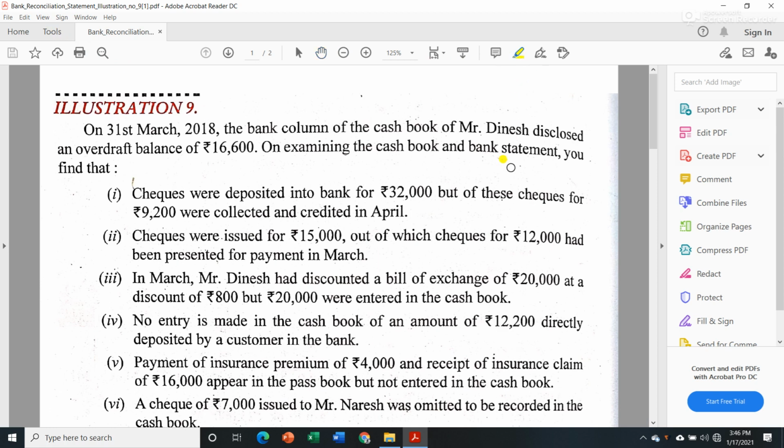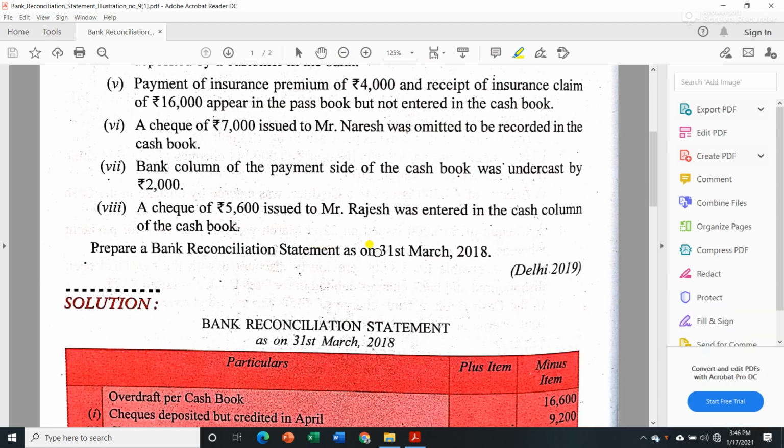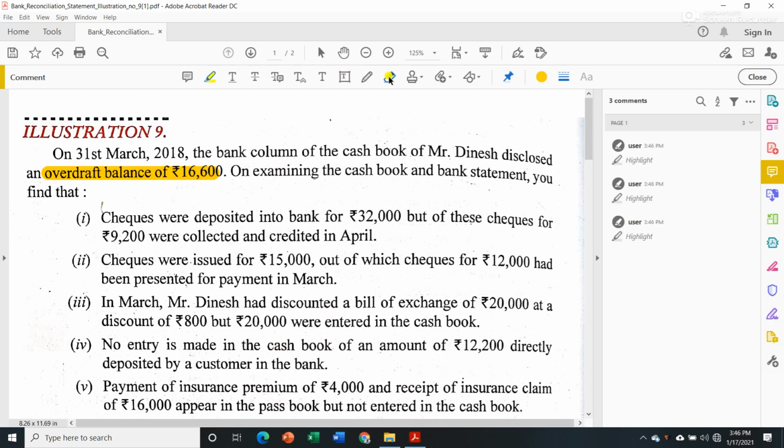Now first, on which date are we supposed to make the bank reconciliation statement? It is here: prepare a bank reconciliation as on 31st March 2018. Okay, now let us see the transactions. On 31st March 2018, the bank column of the cash book of Mr. Dinesh disclosed an overdraft balance, that is, credit balance as per cash book of rupees 16,600. That means it will come in the minus column. Okay, and we have some transactions.